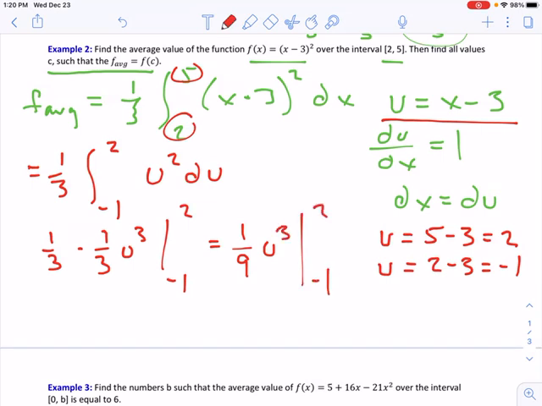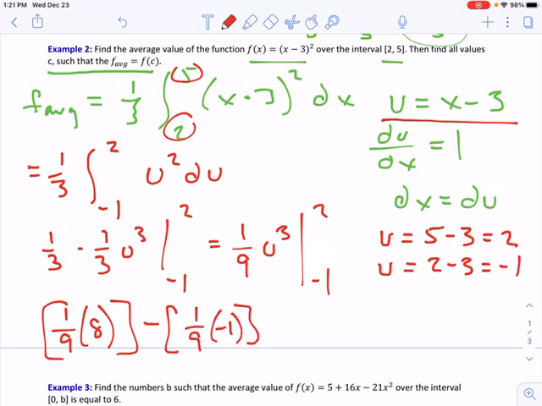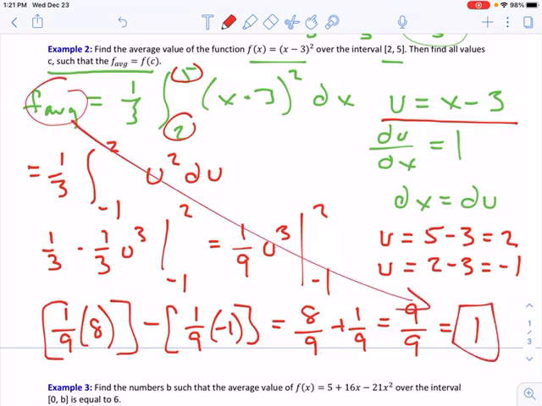All right, so finding the antiderivative at 2, we get 1/9 times 8, minus 1/9 times negative 1, which becomes 8/9 minus, or it's actually going to be plus 1/9, which becomes 9/9, which is 1. So the average value is 1. The average value of this function over the interval is 1.